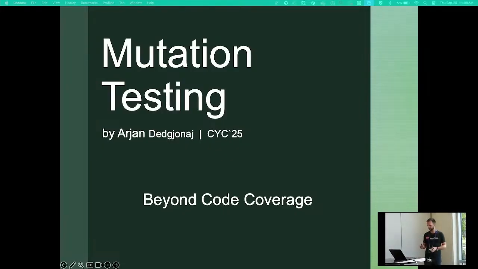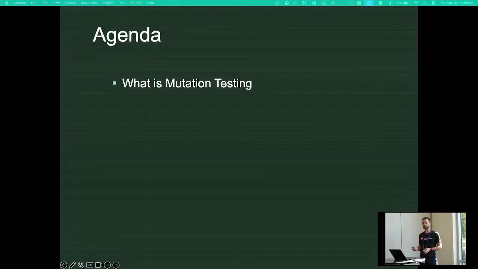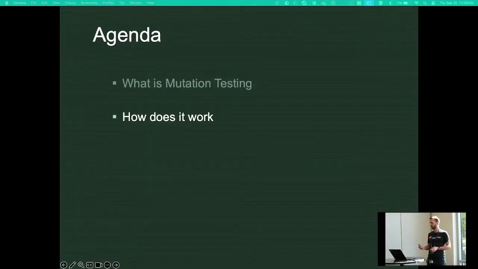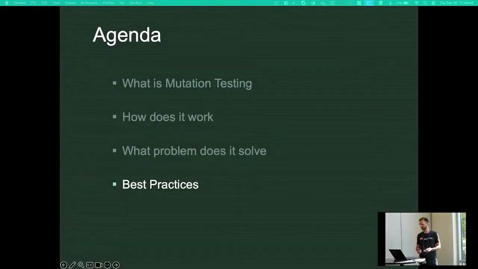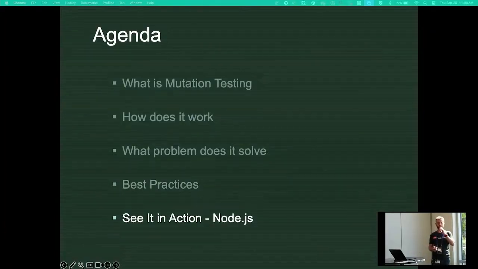So the agenda today is: what is mutation testing? How does it work? What problem does it solve for me as a developer? And some best practices. At the end, we'll see a small Node.js project having mutation testing applied. Mutation testing, though, as a concept, can apply across all the technologies: Java, .NET, Node.js, JavaScript, everything. We're going to go straight to the Node.js side. I'm a Node.js developer, so I implement in there.